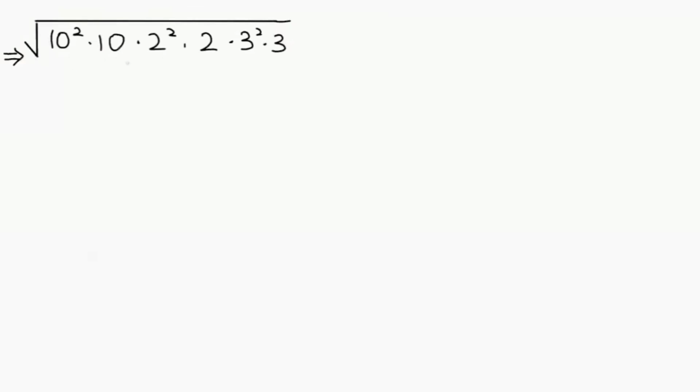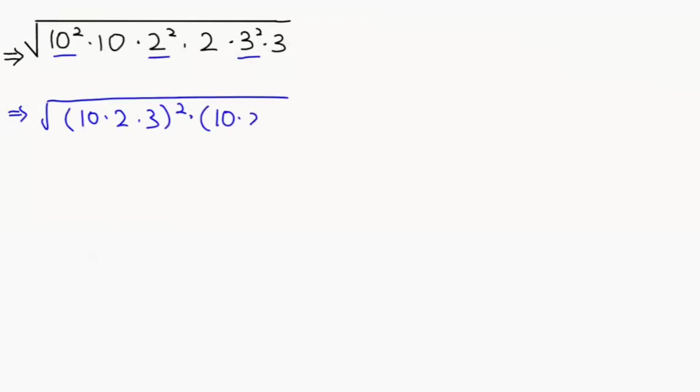And here I will write the 10 to the power of 2, 2 to the power of 2 and 3 to the power of 2 in the same bracket, because we have the common power here: (10 times 2 times 3) whole to the power of 2. And this I'm going to write in one bracket. Now here this square and this root get cancelled. So the next expression we get is 10 times 2 times 3 root of 10 times 2 times 3.